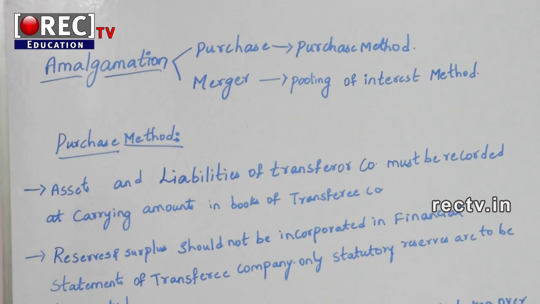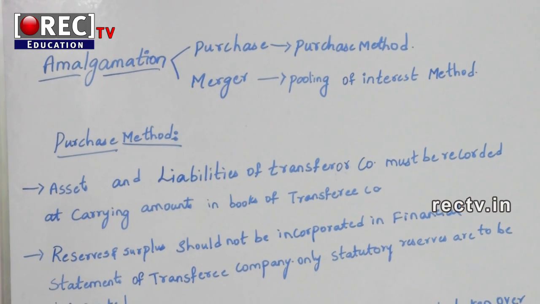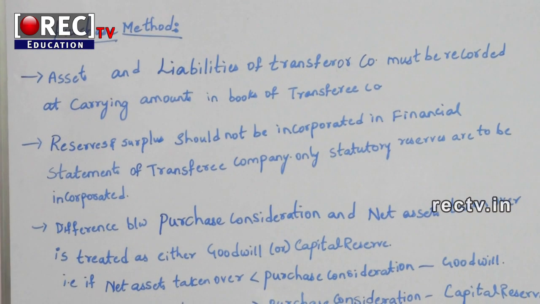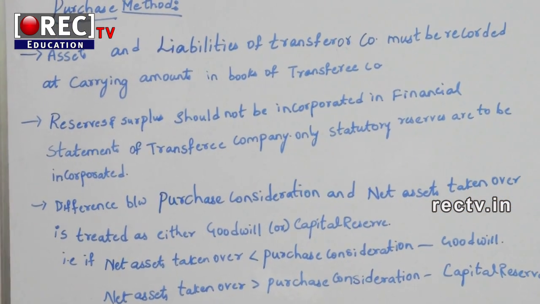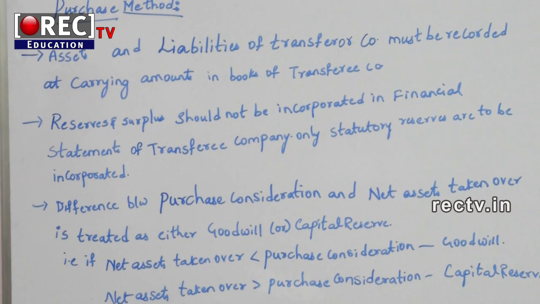First let us see the purchase method. Under the purchase method, there are 3 steps we have to follow while recording the entries in the books of the Transferee Company. First, the assets and liabilities of the Transferor Company, that is nothing but the selling company, must be recorded at carrying amounts in the books of the Transferee Company. At whatever value the purchasing company is taking the assets and liabilities from the selling company, exactly the same adjustments have to be made in the books of the purchasing company.